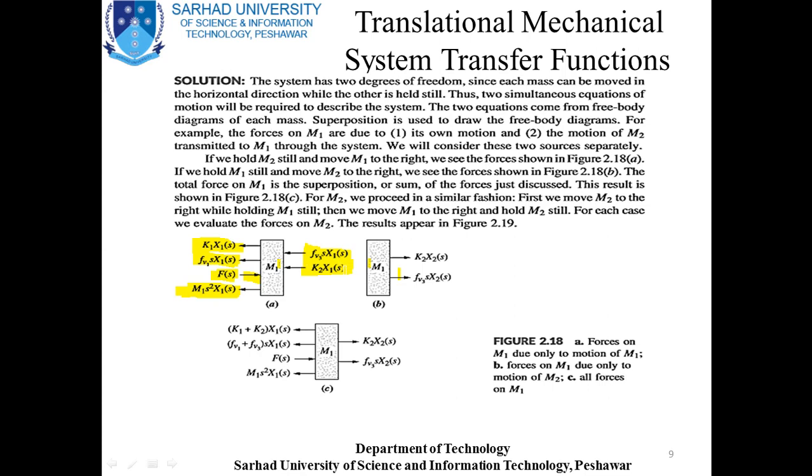So we will be using the superposition theorem that we have already discussed in electrical networks, that if there is a common component between two sources, or two loops, you can share them and you have to add them. Similarly, we will do the same over here. So if we hold m2 and move m1 to the right, we see the forces as shown in this figure. In this diagram, we have fixed m2 and we are moving m1 to the right.